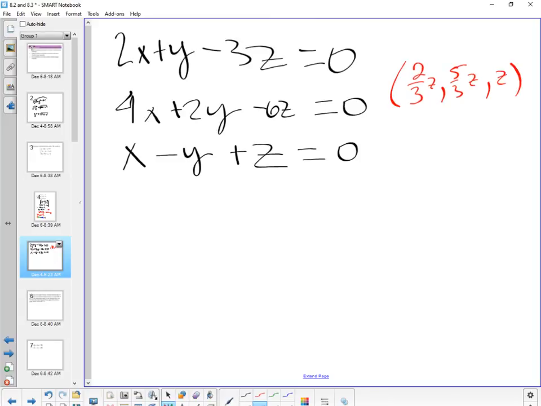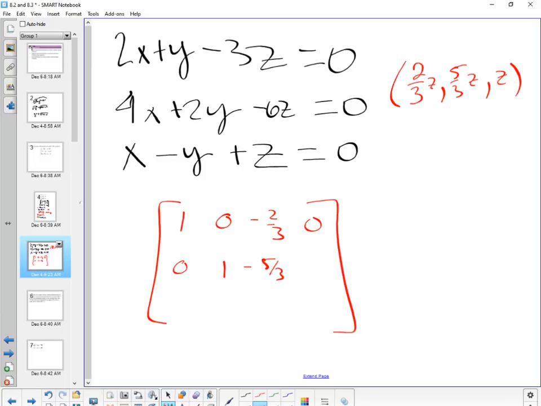So when you plug it in the system, you should have gotten 1, 0, negative 2/3, 0. Then 0, 1, negative 5/3, 0. And then 0, 0, 0, 0. So when you do the reduced row echelon, everybody got to here. That's fantastic. This row here is telling me that there are infinitely many solutions.